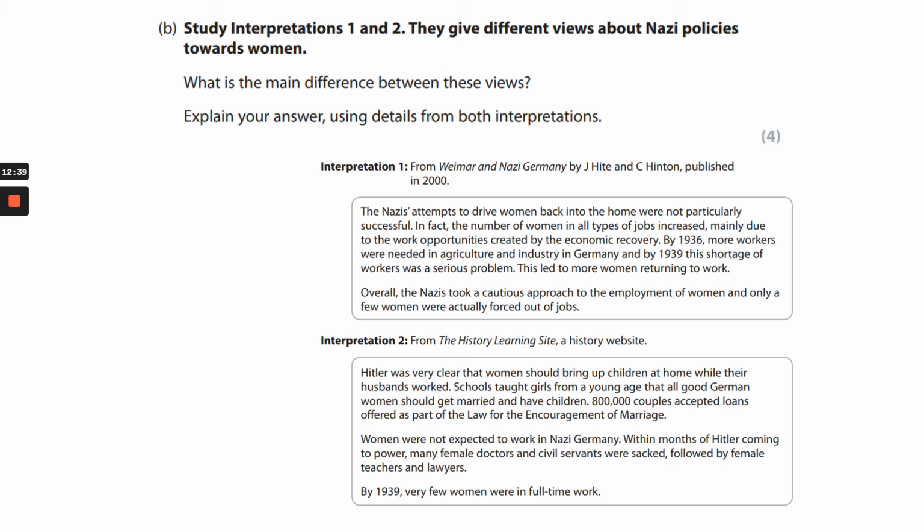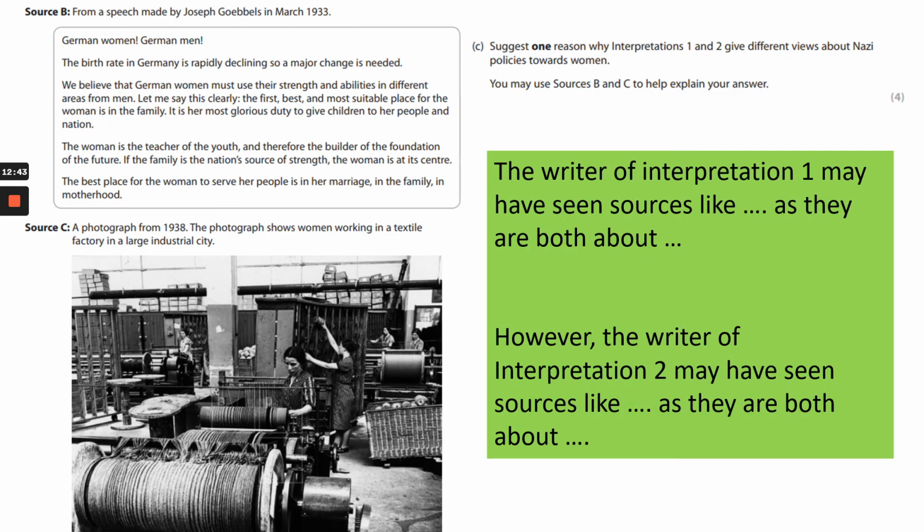I haven't written very much, but I've just got enough to get the marks. Then, this question, which a lot of people seem to struggle on, although if you know what to do, it's actually the easiest question on the paper: suggest one reason why interpretations 1 and 2 give different views about Nazi policies towards women. Well, it looks like it's the same as the question before, which is why people get it wrong. But actually, this one's asking you why.